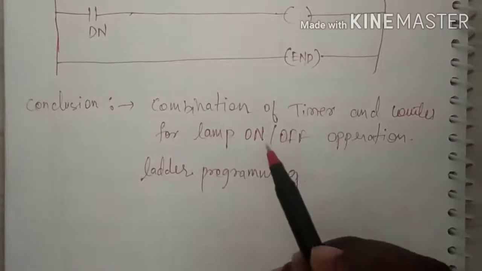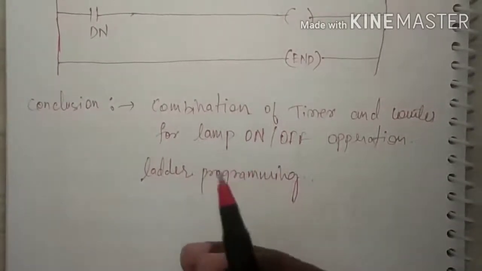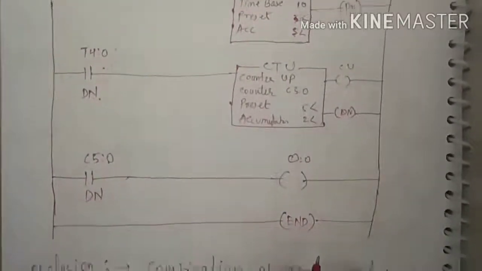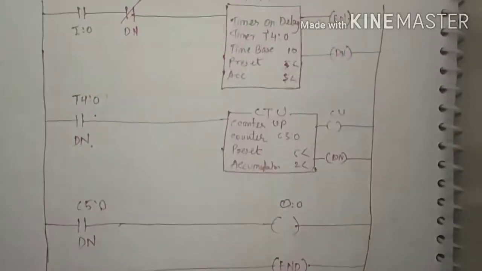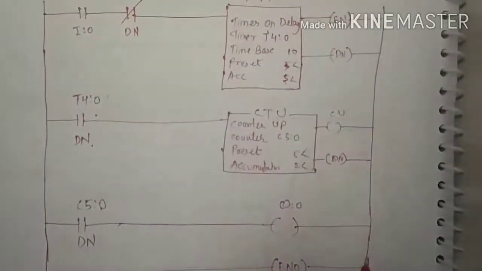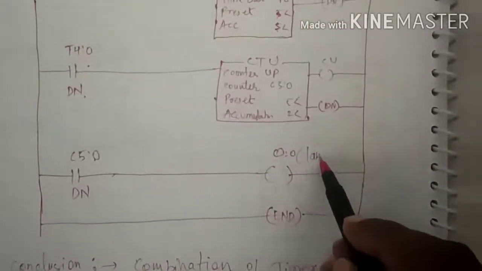So with this, I hope you understand this experiment. You have to just remember this ladder programming because it is important in terms of examination also, how you can use these two, timer and counter, in a particular program to control a lamp operation. It is a lamp.